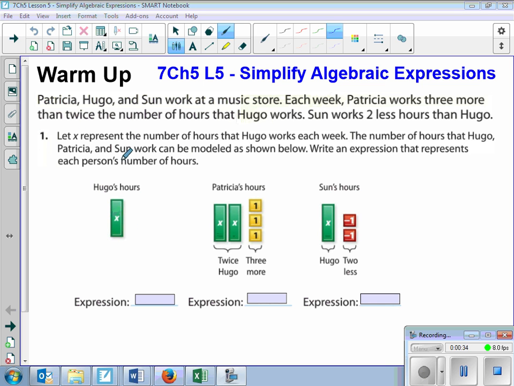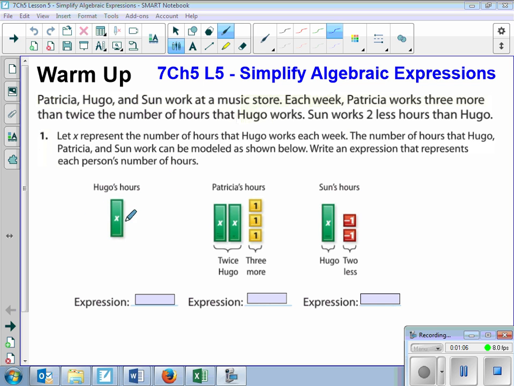Number 1 says it right here: let x represent the number of hours that Hugo works each week. The reason we're doing that is because the descriptions of what Patricia works and what Son works are based on what Hugo works. Does everybody understand that? The number of hours that Hugo, Patricia, and Son work can be modeled as shown below, and we want to write expressions that represent each person's number of hours.